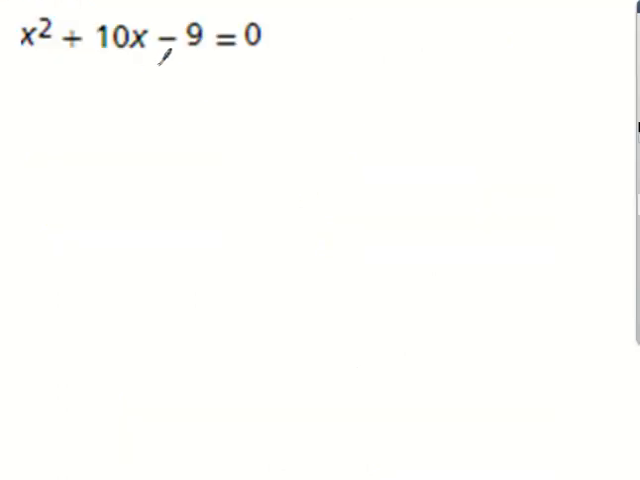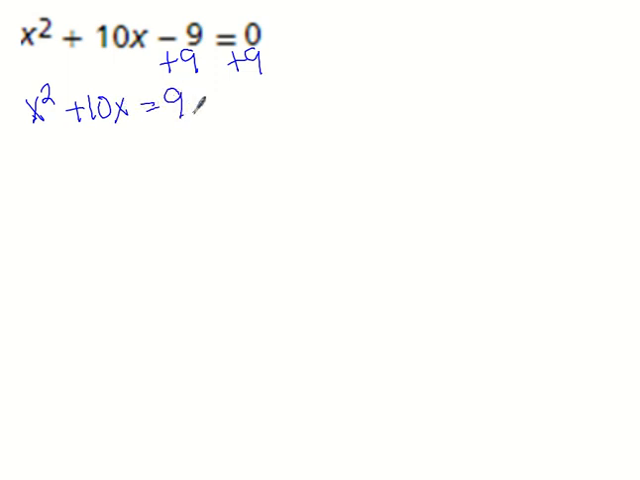All right, so let's do another one. So we'll start off by adding 9 to both sides. We'll get x squared plus 10x equals 9. So after this first step, maybe pause here and see if you can complete the square and then see if you can solve it.